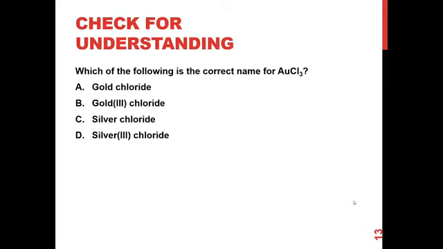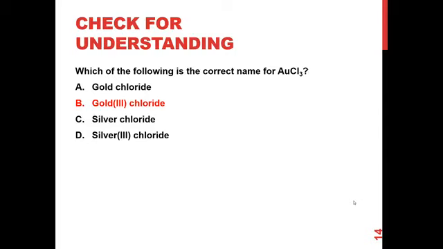A second example. What is the correct name for AuCl3? Pause the video, come up with an answer, and then hit play to see an explanation. The proper name for AuCl3 is gold(III) chloride, choice B.